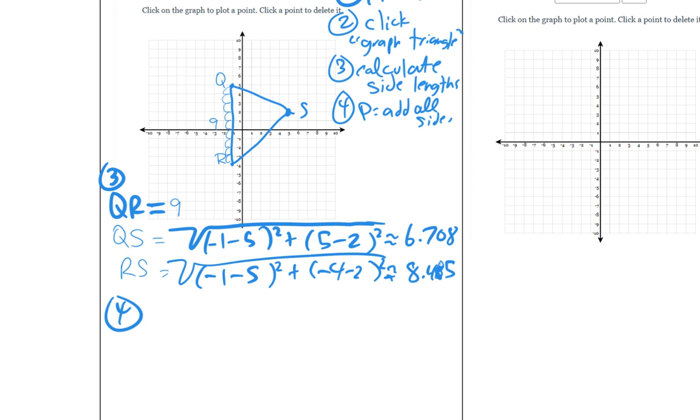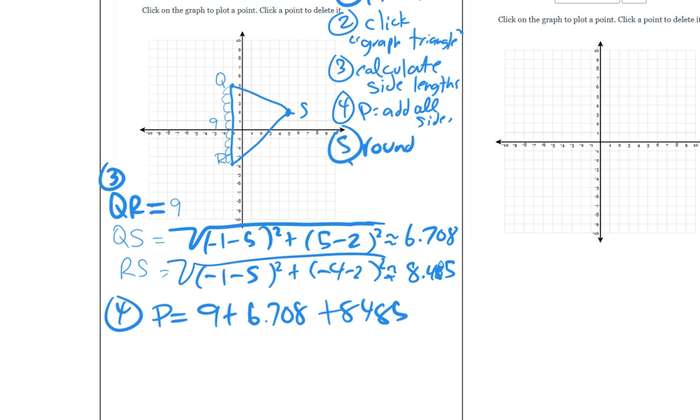Now that we're on step number 4, we're going to add them all together. So the perimeter is going to be equal to 9 plus 6.708 plus 8.485. And then the fifth thing is we round only at the end. Round only at the end. Okay, so that means that's going to be equal to 24.193.